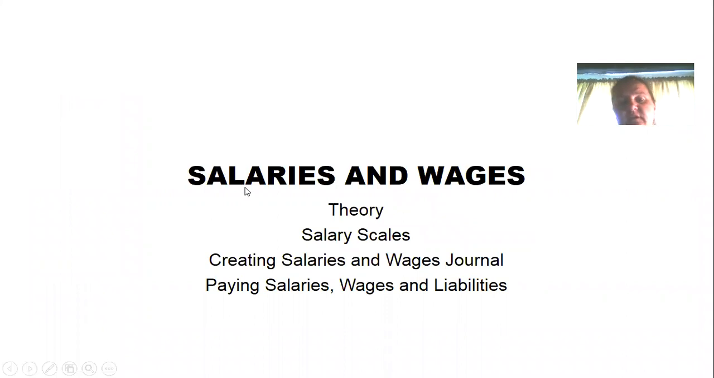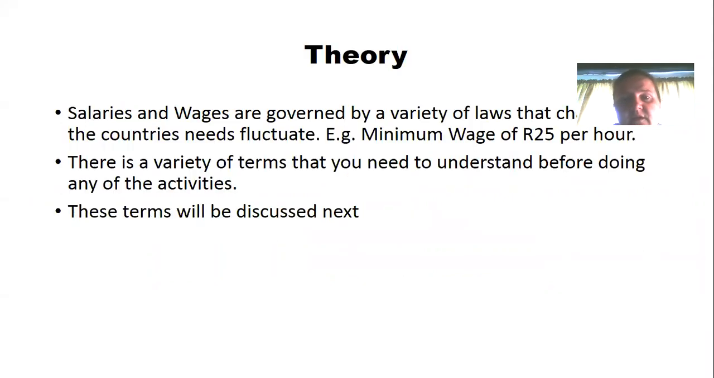Salaries and wages. Over here, there's 4 things that we're going to look at. We're going to look at the theory and the terminology that goes with it. Then we're going to look at salary scales. Then we're going to look at the salaries and wages journals themselves, and then how payment is done. All right. So the first thing that we're going to look at over here is the terminology.